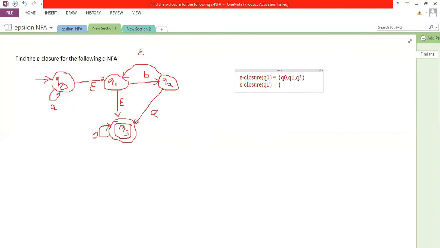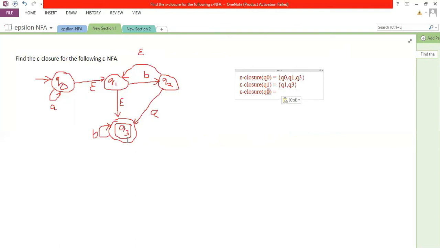Epsilon closure of Q1. By default Q1, we should write Q1, don't forget that. Then, since you have a transition from Q1 with epsilon to the state Q3, we include Q3 also. I think that's clear.